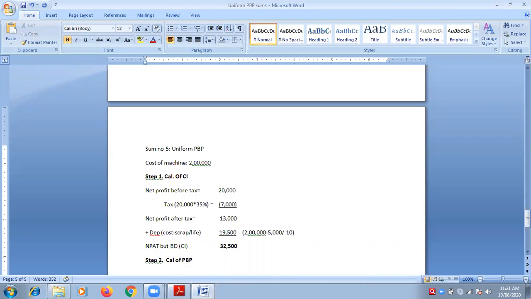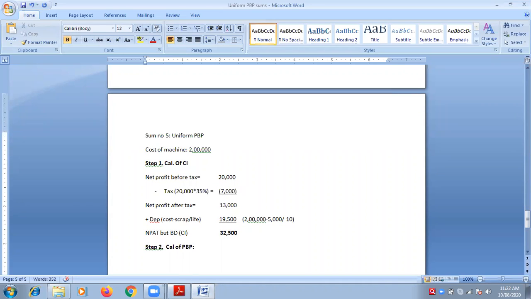Now what is the formula for PBP? We are calculating PBP as per uniform inflows. Uniform inflows are given in the question. So therefore, what formula do we need to apply? The first one or the second one? Which formula do you need to apply? The first one. Very good. What was the formula? Initial investment divided by CI.